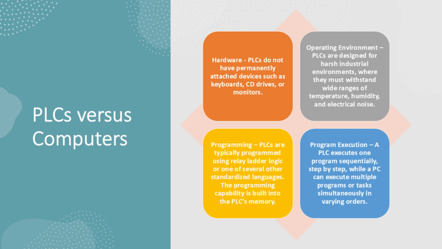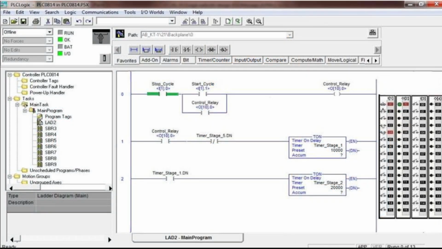A PLC executes one program sequentially, step by step, while a PC can execute multiple programs or tasks simultaneously in varying orders. In addition, software associated with PLCs, though often installed and run on a personal computer, can be broadly classified into two major categories. The first category is PLC programming software. This type of software provides engineers, technicians, and programmers with the tools necessary to create, edit, and maintain PLC programs.